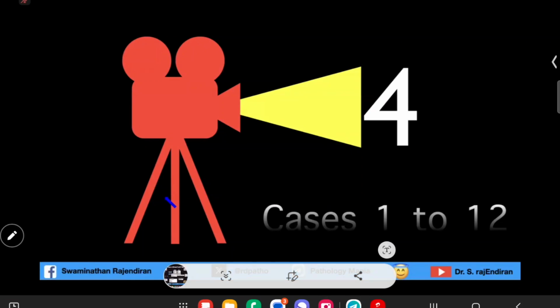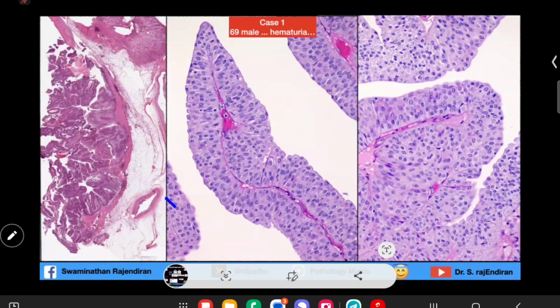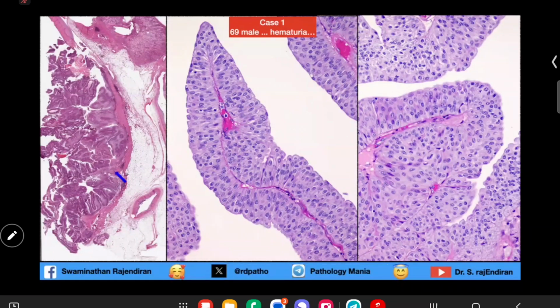Now we are going to see cases from 1 to 12. Case number 1, 69-year-old male, hematuria. This is a cystectomy specimen. You can see the papillary process. So whenever you see a bladder lesion, you have to see whether it is papillary or flat. And you can see nice papillae here with the fibrovascular core. This fibrovascular core is very, very important. And see the epithelium, there is mild atypia, okay?